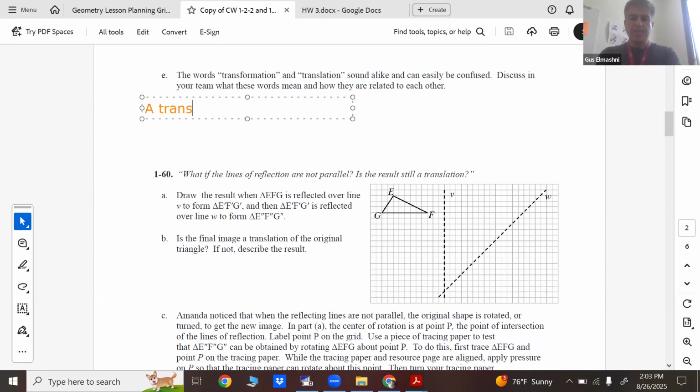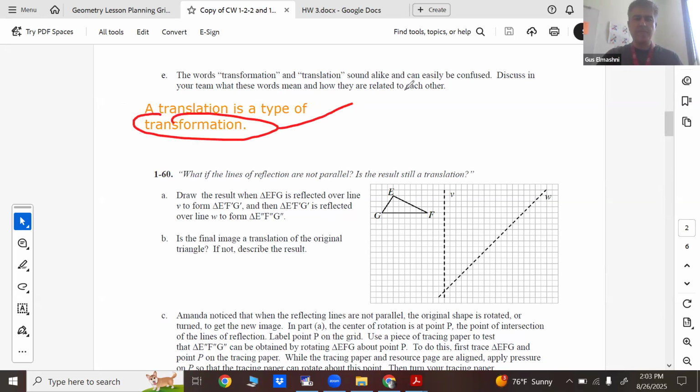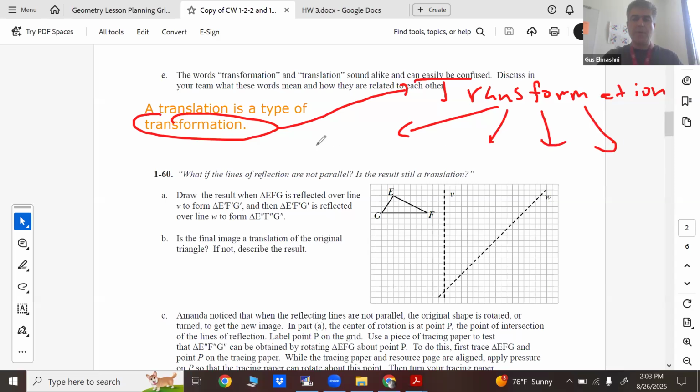So a translation is a type of transformation. Transformation is kind of like the overarching thing. Umbrella, yes, that's even better. So this is going to be at the top. It's like at the top of the food chain. Transformation. And there's a bunch of different transformations we could do. So for example, we have reflection. That's one of them, right? We just did translation, which is another one.